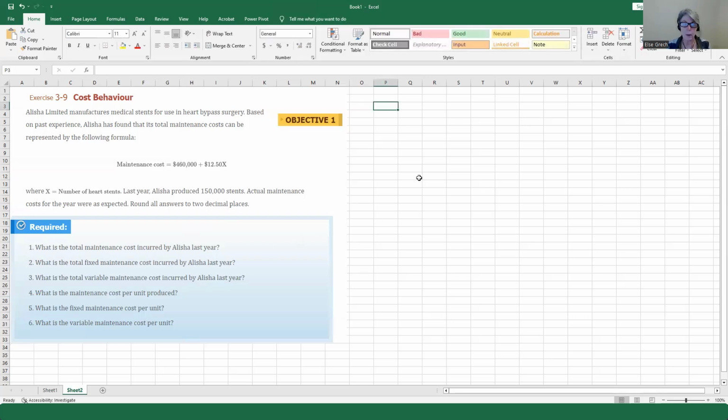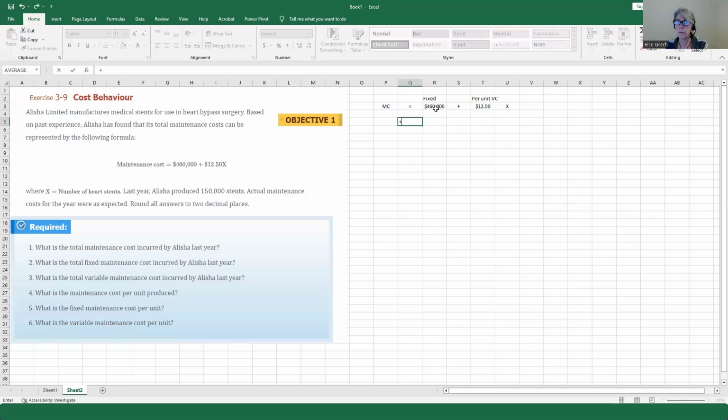When we look at this, I want to put down that maintenance cost is equal to 460,000, and then we're going to add in $12.50, and we're going to multiply that by X. This is our formula right here, the cost formula that we're looking at. And just to double check, this is a fixed cost, and this is the per unit variable cost, and the X is the activity.